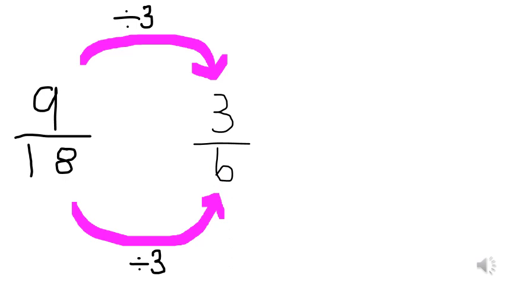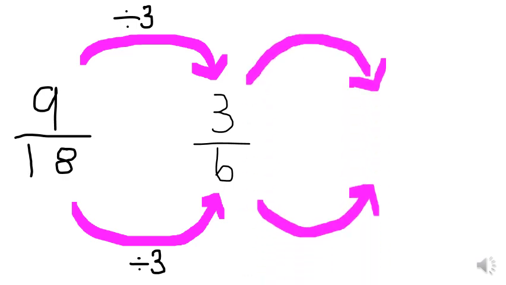And we can still reduce it even further. We can have a think about what do we know about 3 and 6, and we know that both of those numbers are in the 3 times table again, so we can divide 3 by 3, which gives us 1, and 6 by 3, which gives us 2, which gives us the equivalent fraction of 1/2. So we know 9/18 is also equivalent to 1/2.